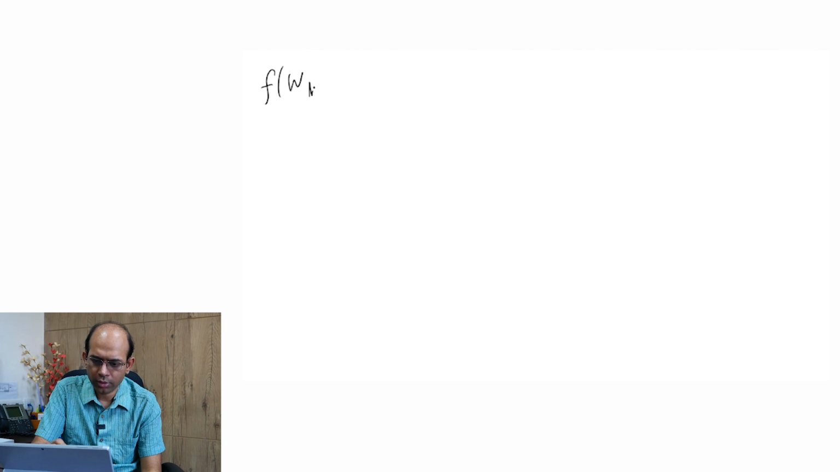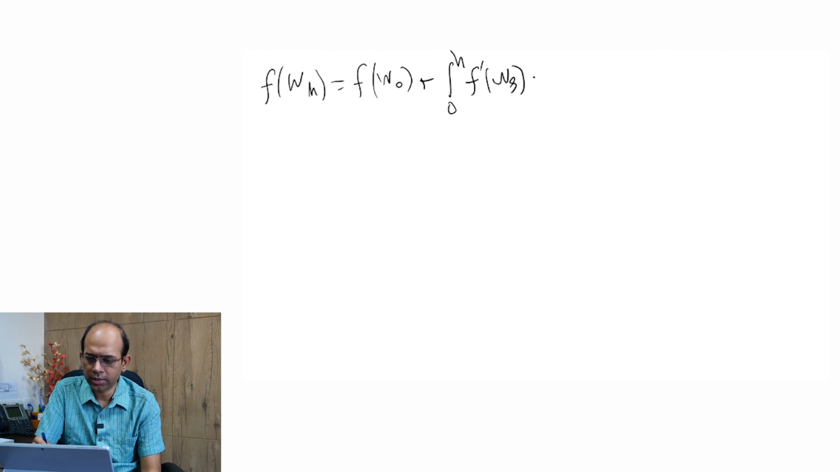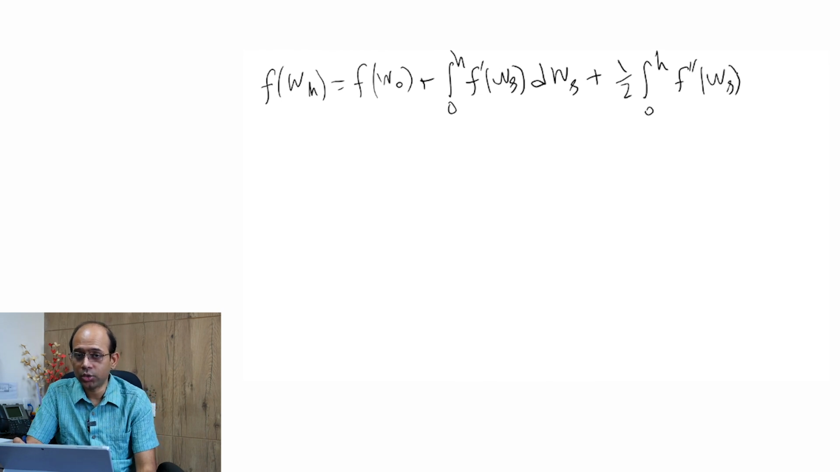f of W_h is equal to f of W_0 plus the integration 0 to h of f prime W_s dW_s plus half times the integration 0 to h of f double prime W_s, and then the quadratic variation of W, so d of that is s itself, ds.